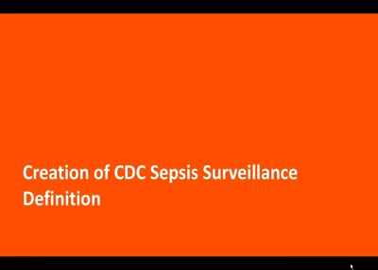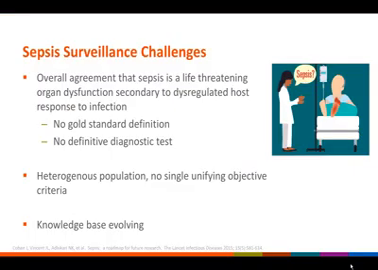So let's start with some background to understand how and why the CDC created a sepsis surveillance definition. In the CDC and the field of public health in general, we specialize in surveillance for infectious diseases and other conditions. We recognize that surveillance for sepsis has unique challenges. While there is overall agreement that sepsis is a life-threatening organ dysfunction secondary to dysregulated host response to infection, there is no gold standard definition and no definitive diagnostic test.